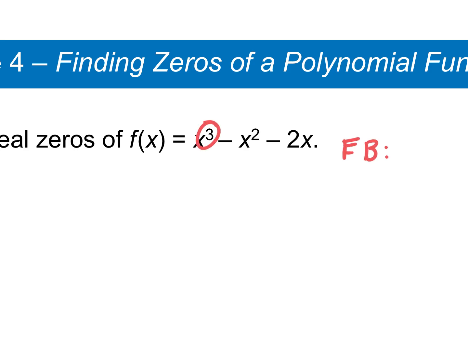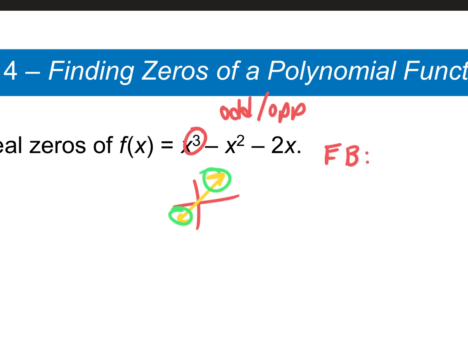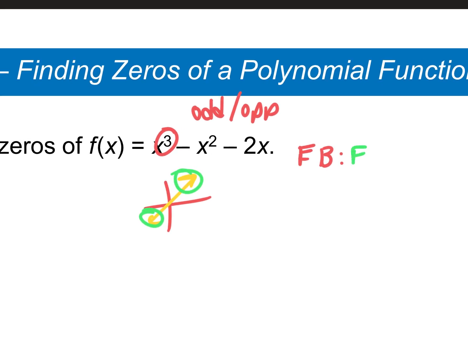Highest exponent is a 3. So odd and opposite, right? Is it positive or negative? So it's going upwards like that. So what's going on the left? What's going on the right? Perfect. Falling left, rising right. 10 minutes ago, you guys were like, I have no idea what you're talking about. Now you're like, oh, it's easy.